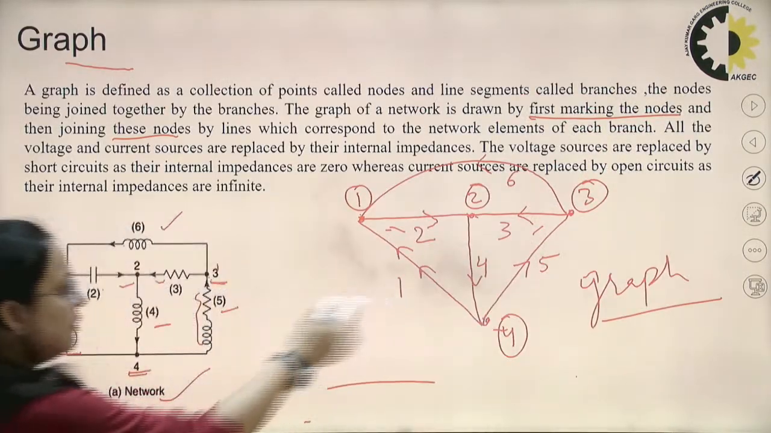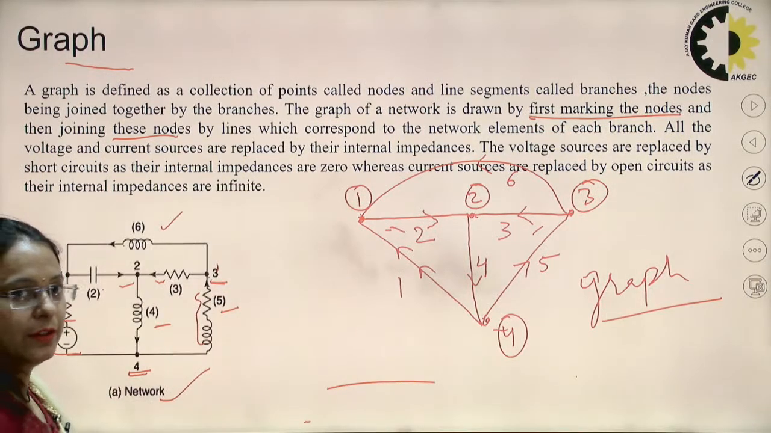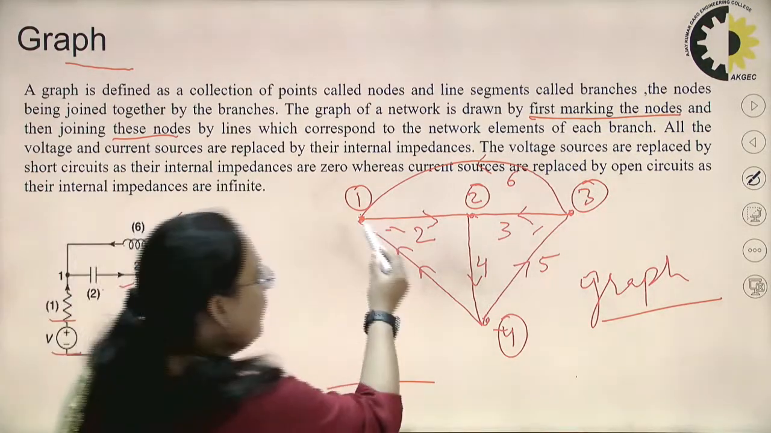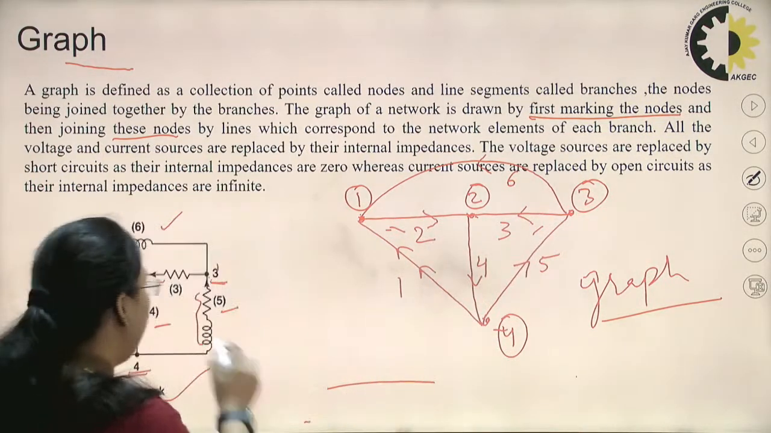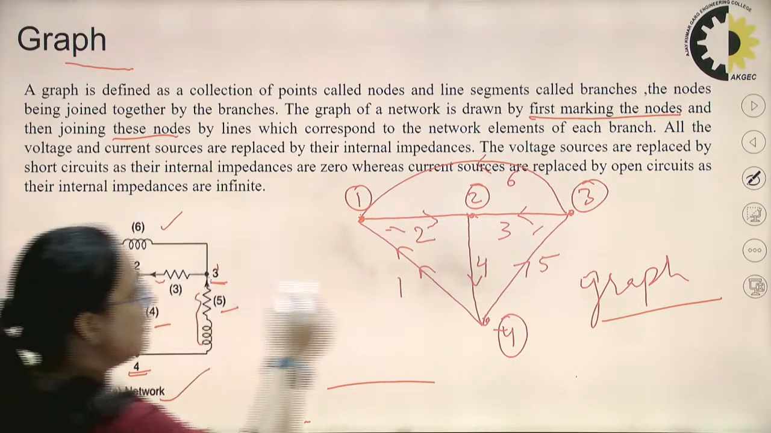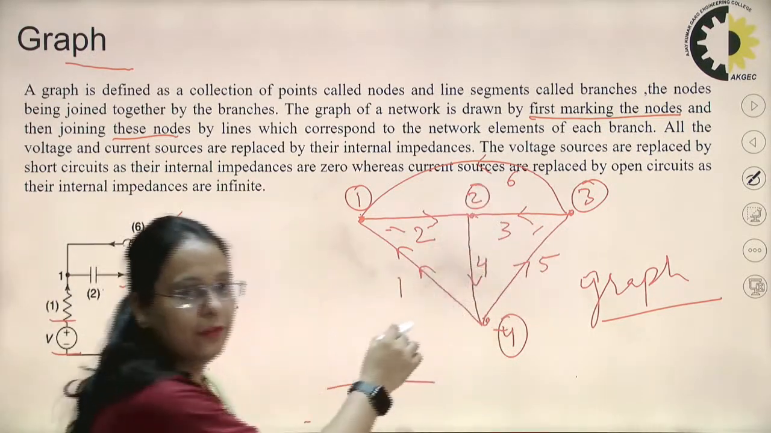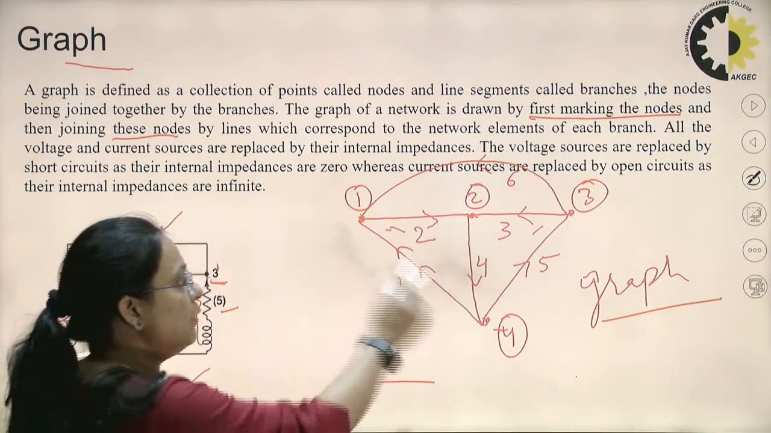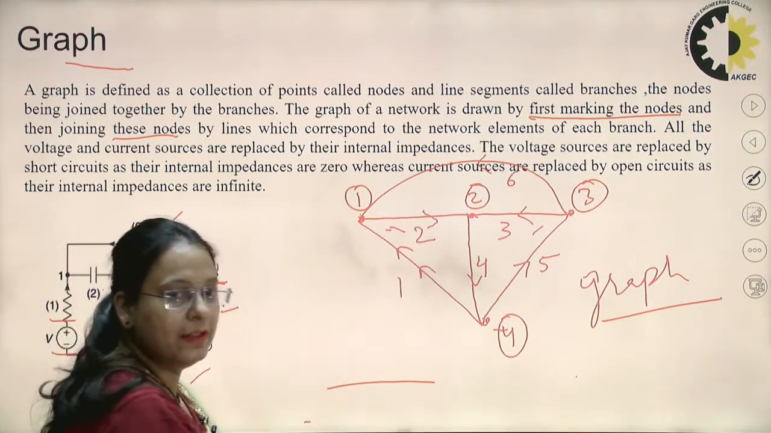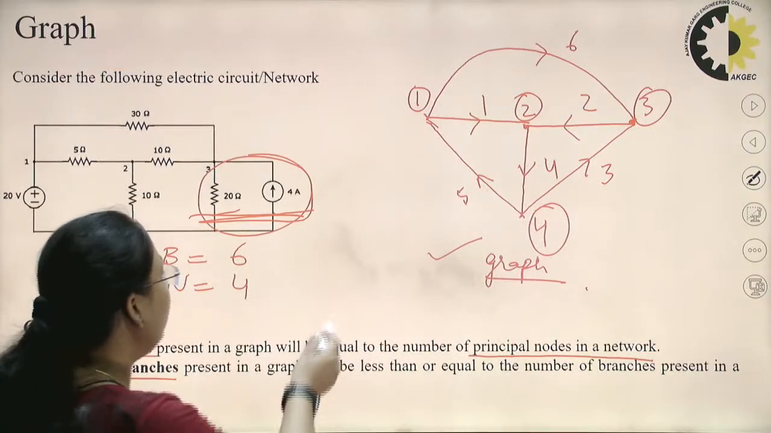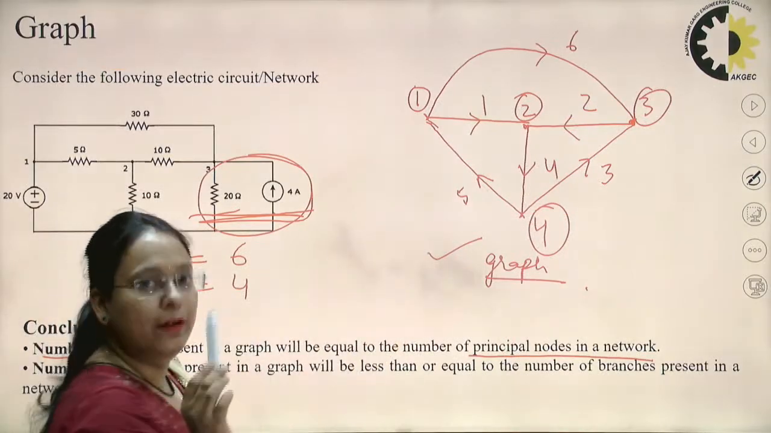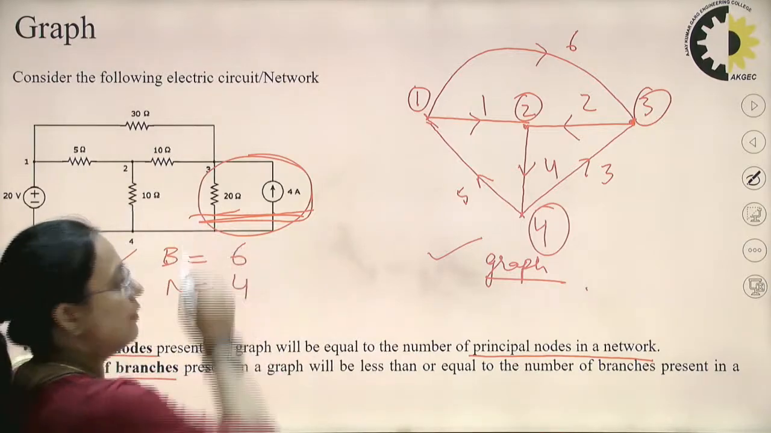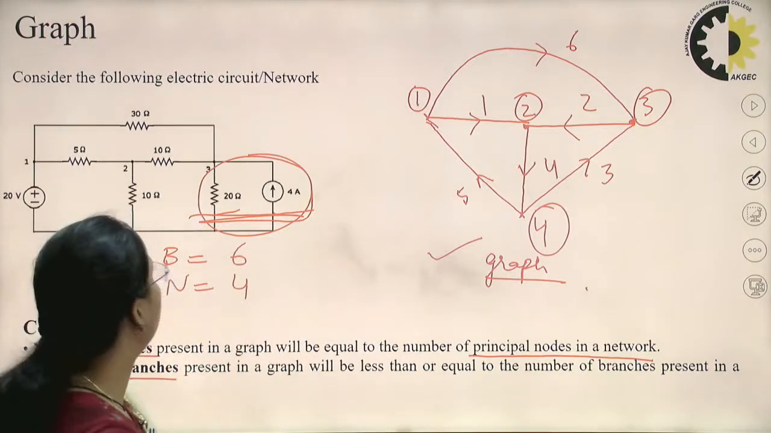We can also confirm this from this diagram and this graph which is given here. You can see there are a total of 4 nodes, right? Similarly here, 1, 2, 3, 4 nodes are there, and there are a total of 6 branches in this case, and we have 6 branches here in this graph. So here the number of branches is equal in the network as well as in the graph. But in the next case that I have discussed, the number of branches is not equal, that is, it is less than the number of branches in the network, right?